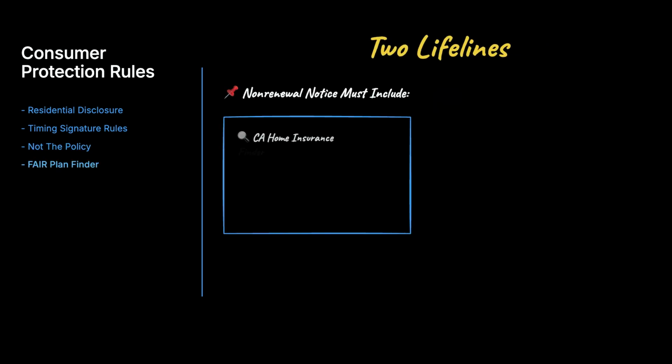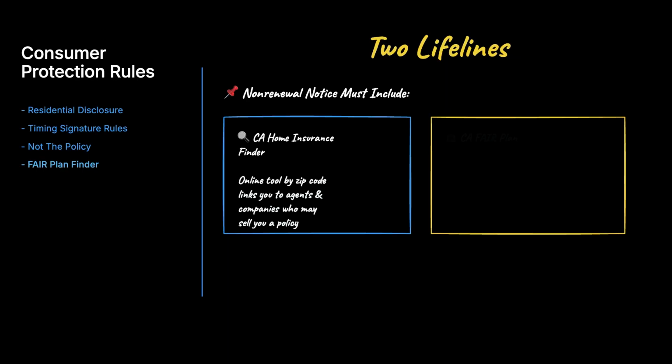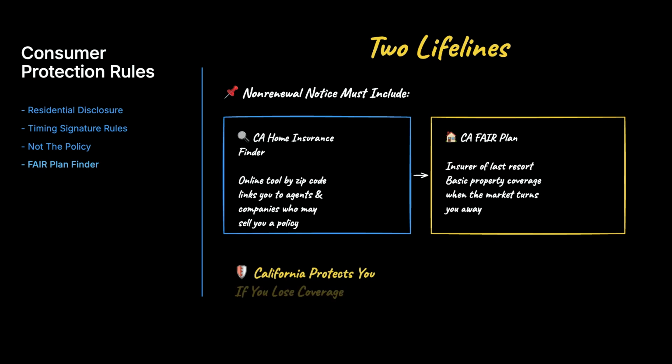California protects people who lose coverage. Every residential non-renewal notice must arrive with two lifelines: the California Home Insurance Finder, an online tool organized by zip code pointing you to agents and companies who may sell you a policy, and the California FAIR Plan, the insurer of last resort, providing basic property coverage when the market turns you away.